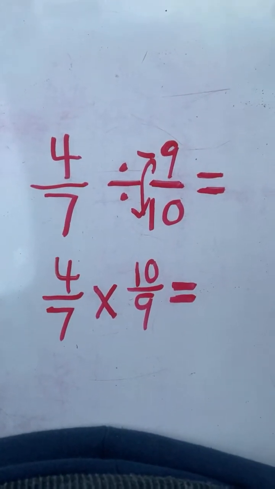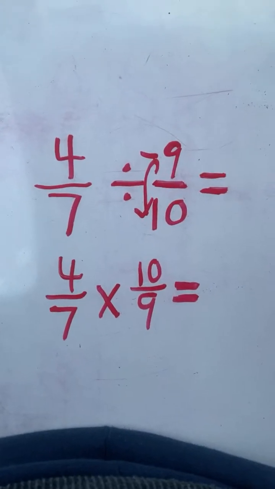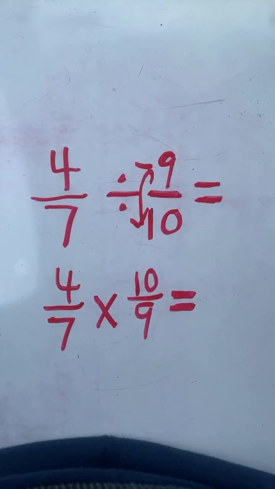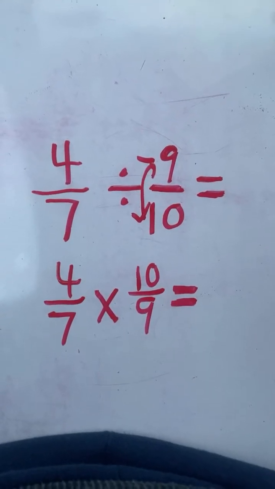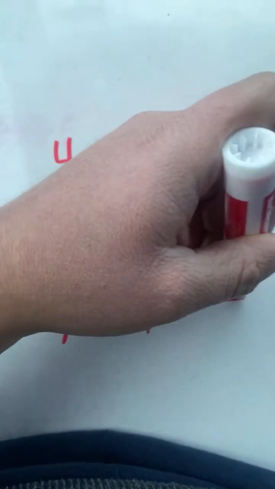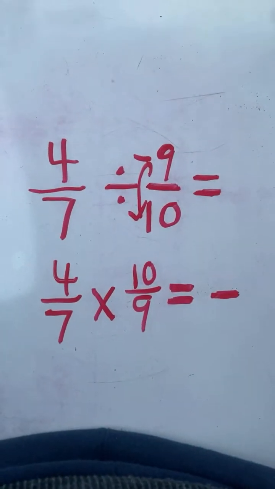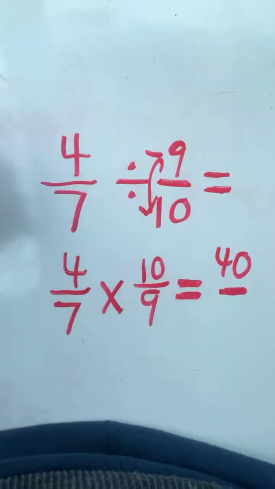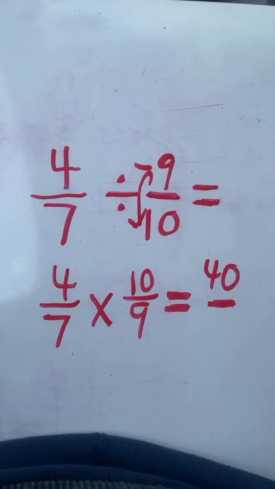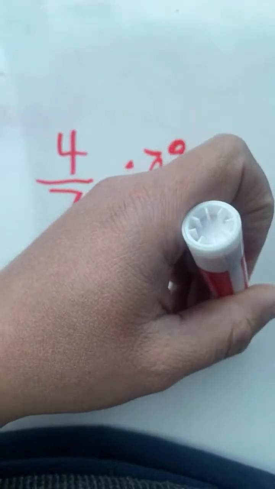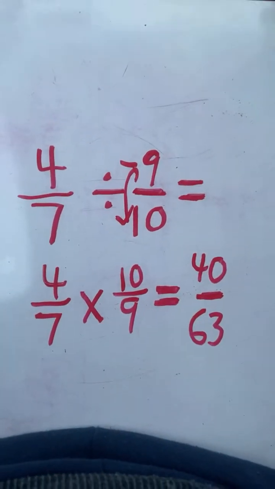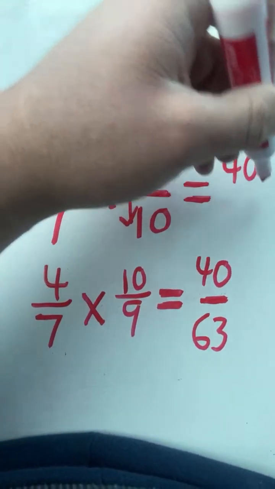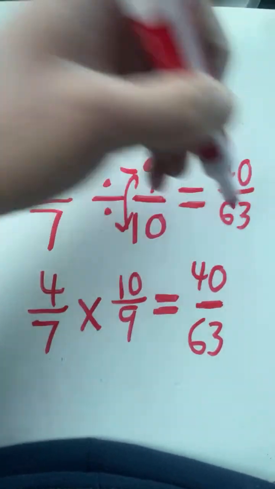So now we have 4/7 times 10/9. Now the final two steps, we have to multiply our numerators and multiply our denominators. So 4 times 10 equals 40. And 7 times 9 equals 63. And we have our final answer, 4/7 divided by 9/10 equals 40/63.